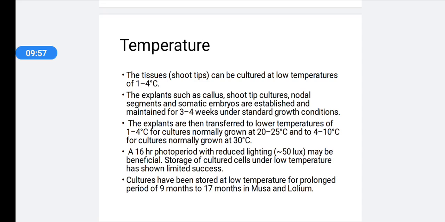And you have to give her a 16-hour photoperiod, with reduced lighting, and that is actually beneficial for these cultures. And you have to store these cultured cells under low temperature, so you can actually store these for prolonged periods of 9 months to 17 months. So there are specimens like Musa and Lolium that are stored under these conditions.